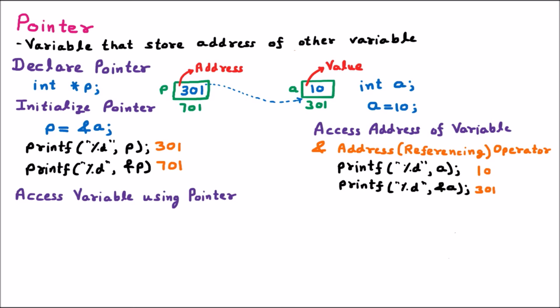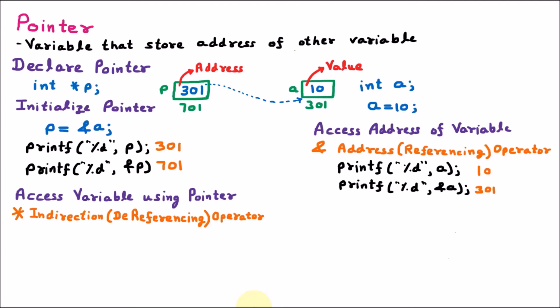Now we are going to access the variable using a pointer. Whenever we access a variable using a pointer, we need an operator which is called the indirection or dereferencing operator. We are familiar with this operator. Here is the operator which looks like the star. This is the indirection or dereferencing operator. So now we are taking one example to understand it.